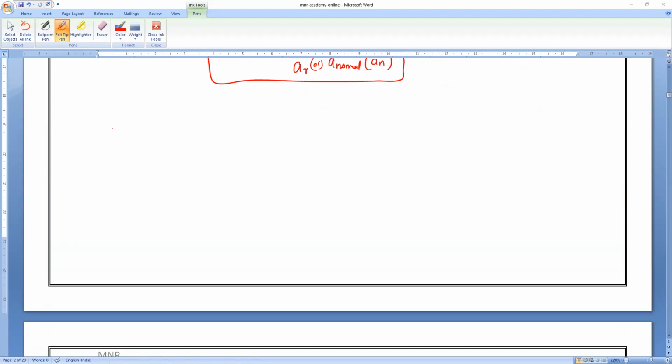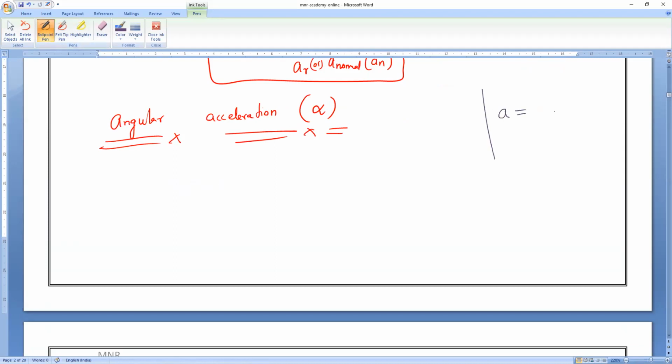So next we are going to study angular acceleration. What is the symbol of angular acceleration? Alpha. So what is the acceleration formula? In 9th class we studied it: rate of change of velocity. In the same way, instead of acceleration we have angular acceleration, brothers.